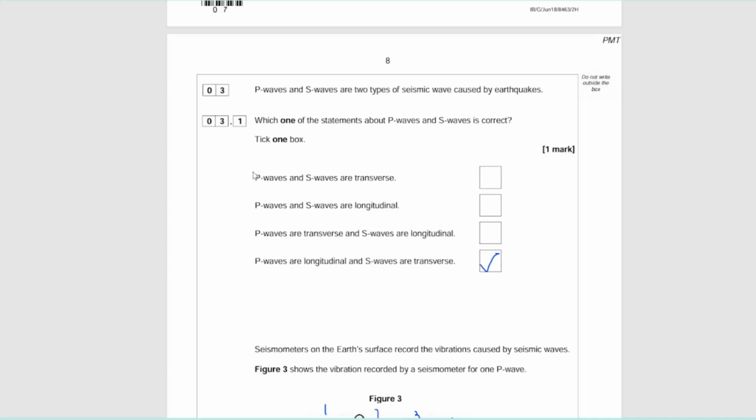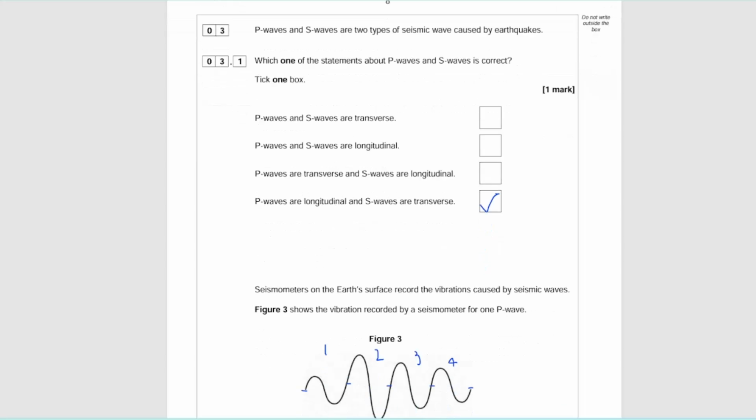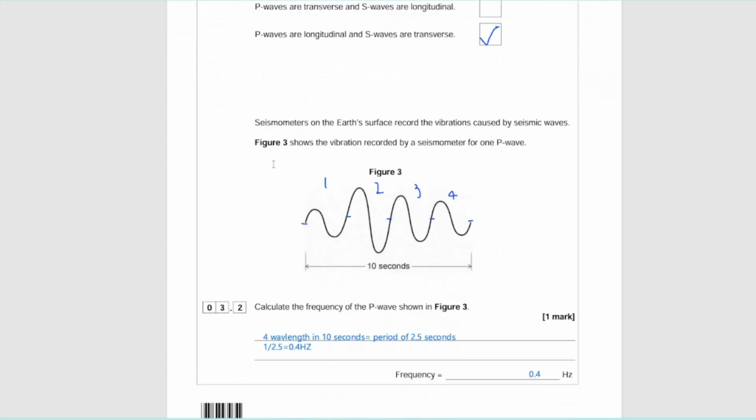Most people will remember they're different, which just straight away eliminates these two options. So worst case scenario, it's a 50-50 chance, but just try and remember that P waves are longitudinal and S waves are transverse. And then we're shown seismometers on the Earth's surface record the vibrations caused by seismic waves. We're shown the vibration caused by one P wave, and we're asked to calculate the frequency shown in figure 3.